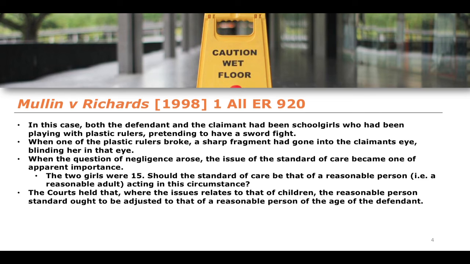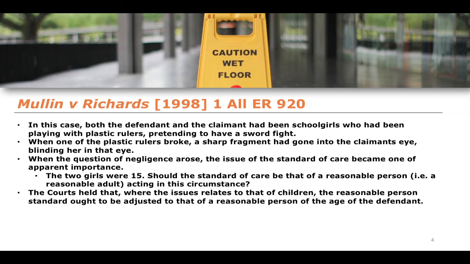The courts held that, where it came to issues relating to children, the reasonable person standard ought to be adjusted to essentially account for the fact that these people are younger than the age of 18, and they are not adults yet. And so as a result, the reasonable person is probably the reasonable person of the age of the defendant. So the reasonable person is a reasonable 15-year-old rather than a reasonable 25-year-old or reasonable adult.